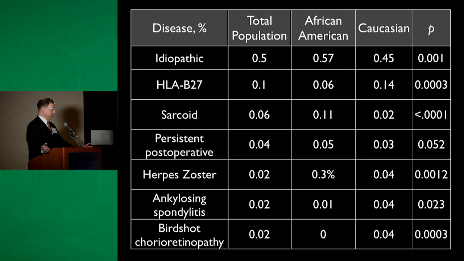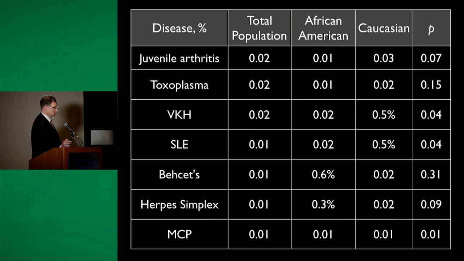Ankylosing spondylitis, again, that fits in with B27, but those are patients where the B27 wasn't checked, but they had diagnosed ankylosing spondylitis. And as I already mentioned, birdshot, no African Americans, and about 4% of patients I had birdshot in were Caucasian. Juvenile arthritis, Caucasians were more likely to have that. Toxo, really no statistical difference despite the doubling of the number there. VKH, again, statistically significant, actually with slightly more in African Americans at 2% versus 0.5%. And you can see the others becoming less and less frequent.